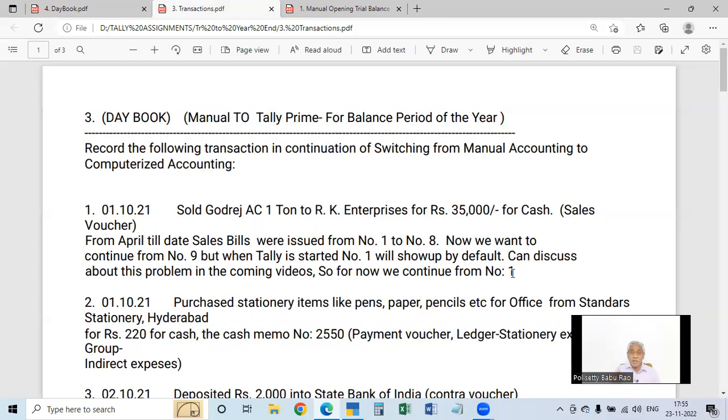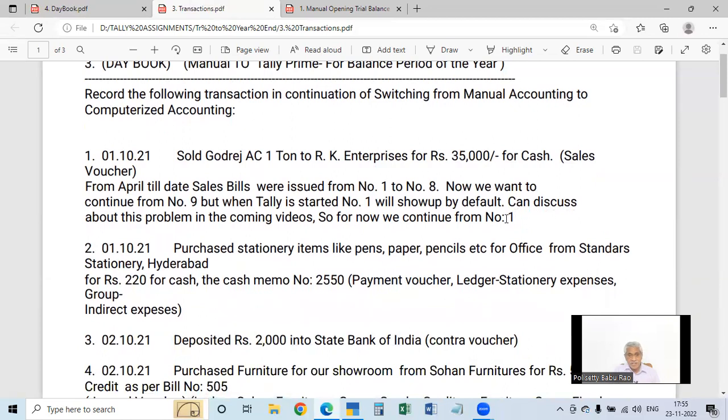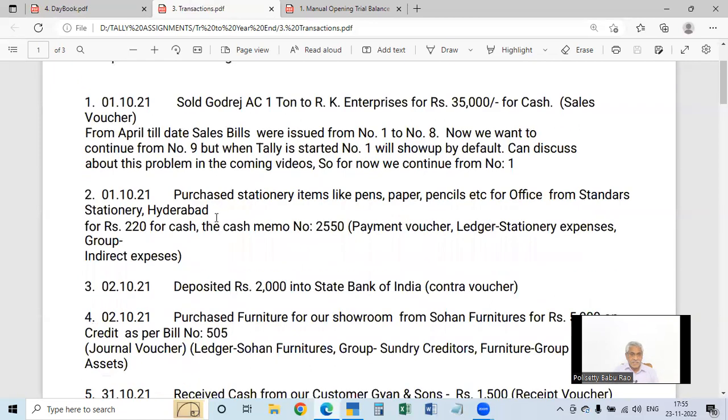Purchase is not a problem, because purchases will still have a serial number, but the supplier's invoice number we are giving is the important thing for us. So in that case, there is no problem. In this case, we'll start with 1 only. So for this sales, the invoice number will be 1. Okay. Next, number 2. The same date, purchased stationery items like pen, paper, pencils, etc.